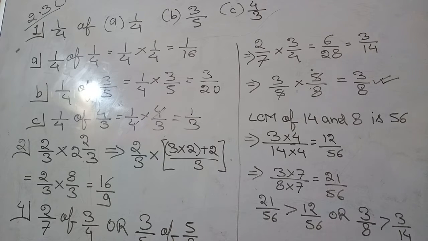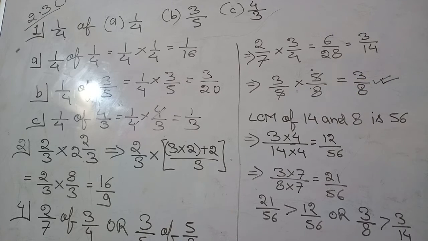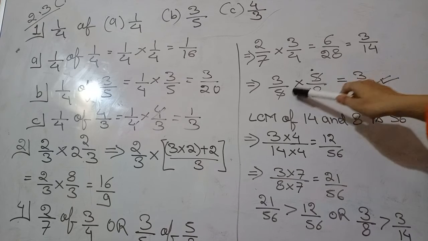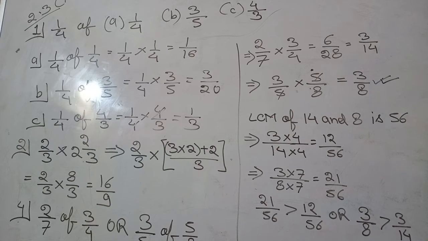Okay, now next thing, what is given? 3 by 5 of 5 by 8. So 5 and 5 cancel out. What is remaining left? 3 and 8. So here it is written 3 by 8. Now here you can see both the denominators are different, and we cannot say anything about two fractions if denominators are different. Here numerators are same, 3 and 3, but denominators are different.